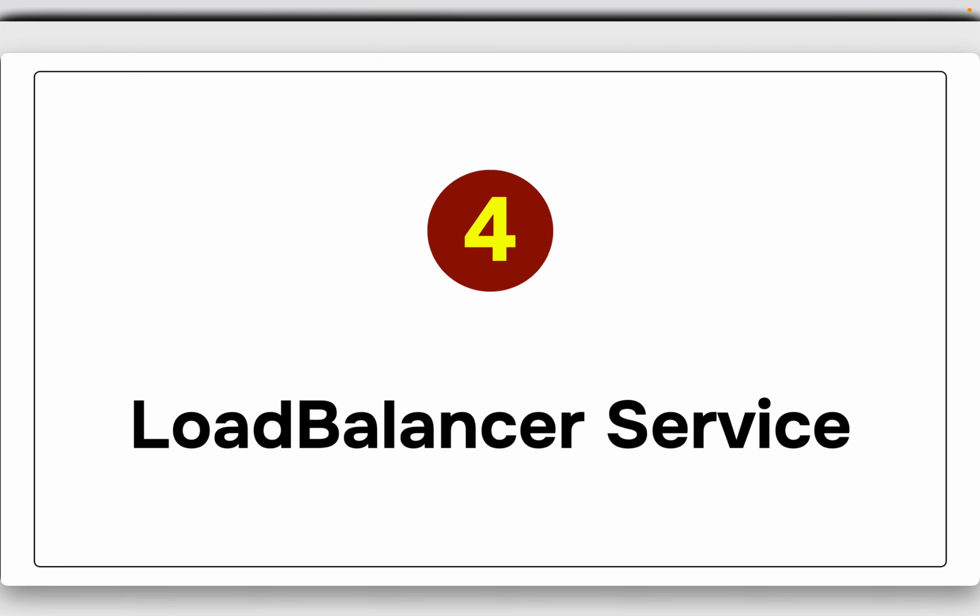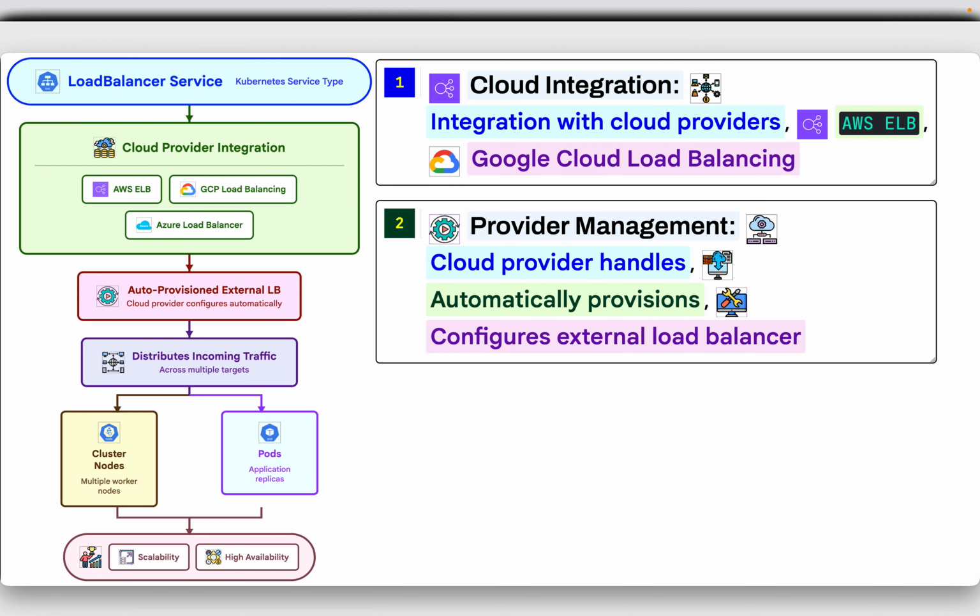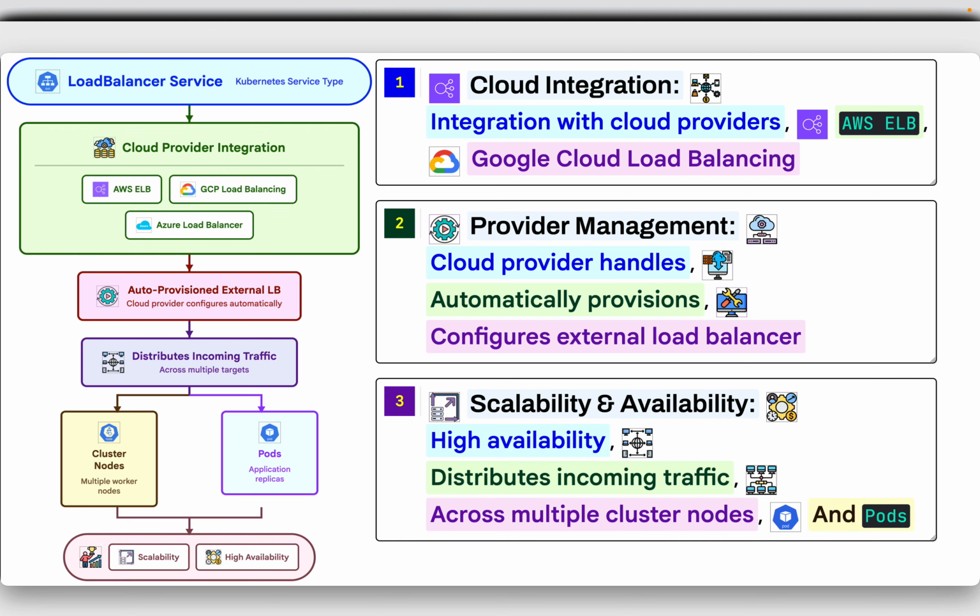Fourth topic is load balancer service. Load balancer service type is designed for integration with cloud providers' load balancers, such as AWS Elastic Load Balancer or Google Cloud Load Balancing. With load balancer services, the cloud provider automatically provisions and configures the external load balancer. Load balancer services provide scalability and high availability by distributing incoming traffic across multiple cluster nodes and pods.